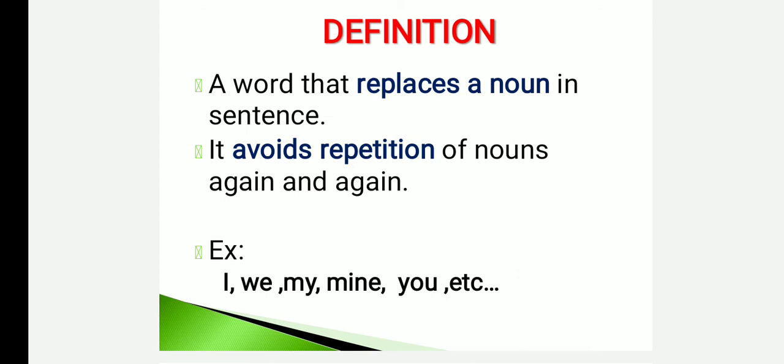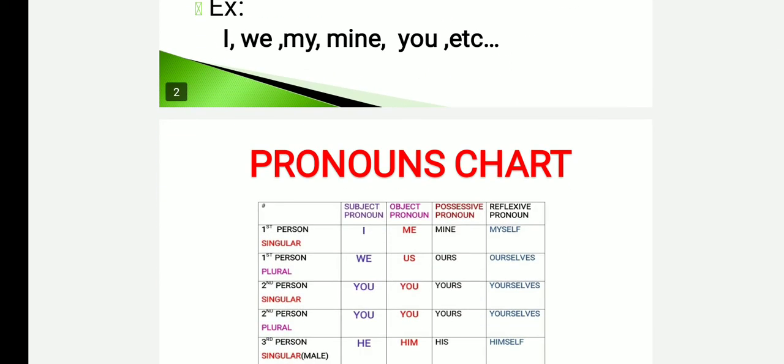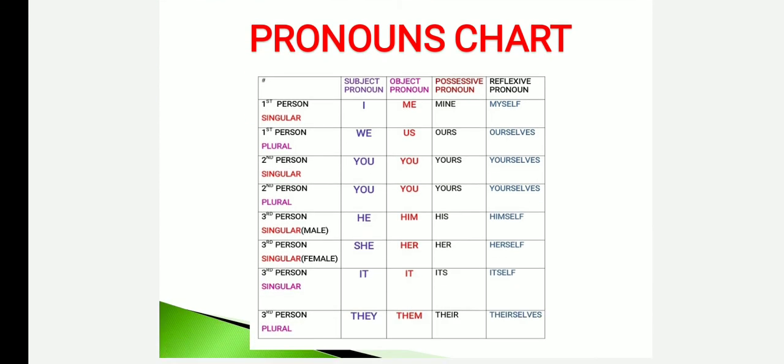For example, we use pronouns such as he, she, it, we, my, mine, you, your, etc. Let us learn about it in a detailed manner. Here is a pronoun chart which explains subject pronoun, object pronoun, possessive pronoun and reflexive pronoun. I divided this chart into first person singular, first person plural, second person singular, second person plural, third person singular masculine gender, third person singular feminine gender, third person plural, and third person singular which refers to living and non-living things. That means animals or things or places, anything else.